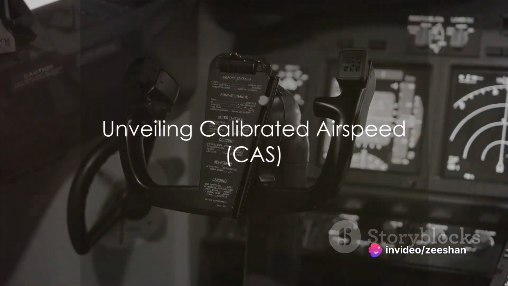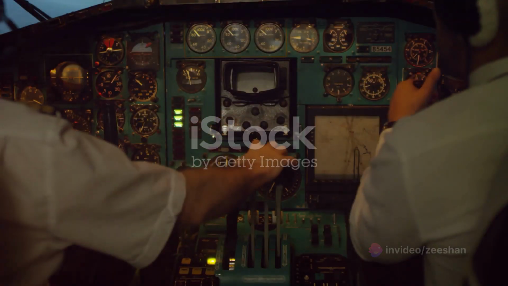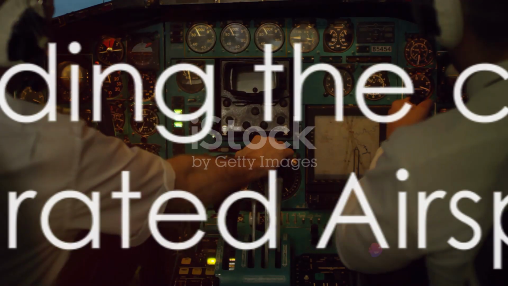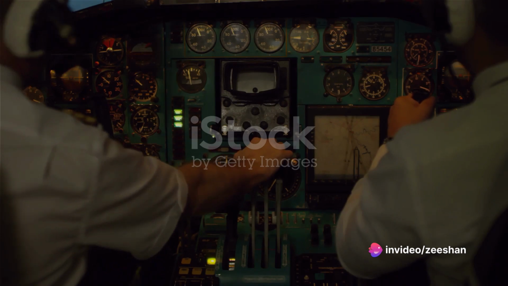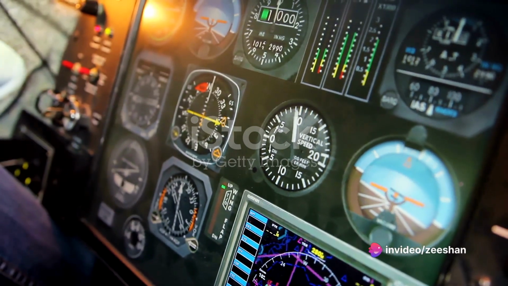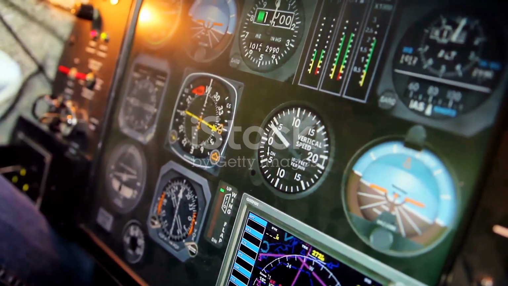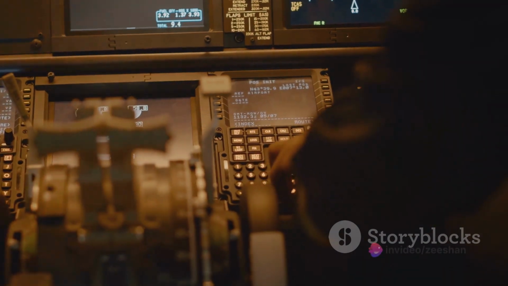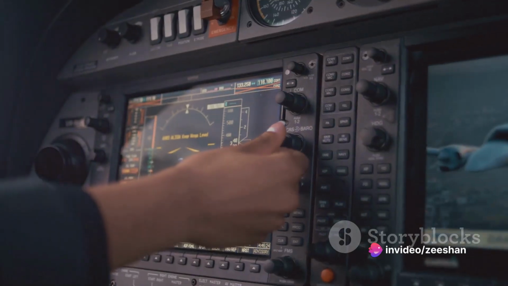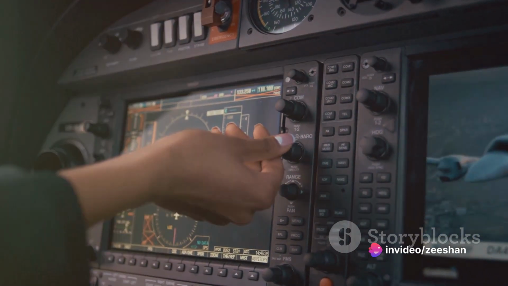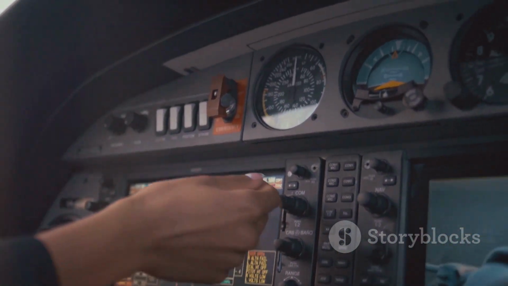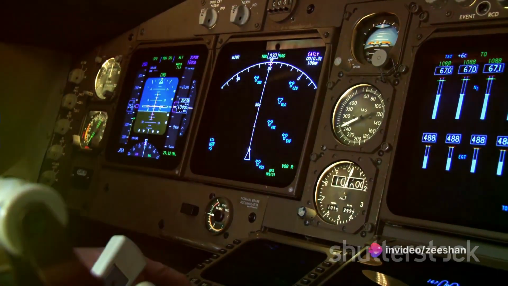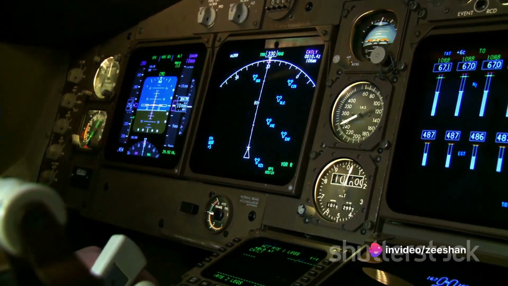Next up, we have calibrated airspeed, also known as CAS. This is the speedometer reading adjusted for the aircraft's installation error and the instrument error. Think of it as a more refined version of the indicated airspeed. So how does this work? Well, the aircraft's pitot tube, which measures airspeed, might not always be pointed directly into the airflow. This can lead to discrepancies in the measurements, what we refer to as installation errors. Additionally, the instrument that interprets this data may not be perfectly accurate due to manufacturing imperfections, hence the instrument errors. By correcting for these, we get the calibrated airspeed, a more accurate reflection of the plane's speed through the air.